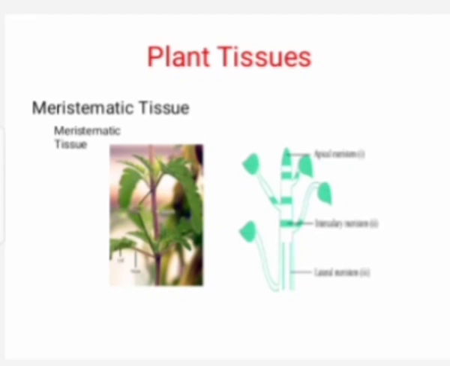You can see the location of apical meristem, intercalary meristem and lateral meristem. Apical meristem is located at the shoot tip, which makes the plant grow taller, and lateral meristem adds to the girth or perimeter of the plant body.